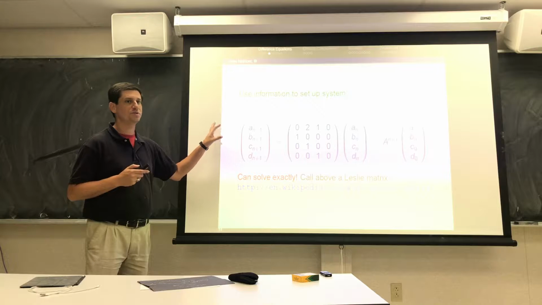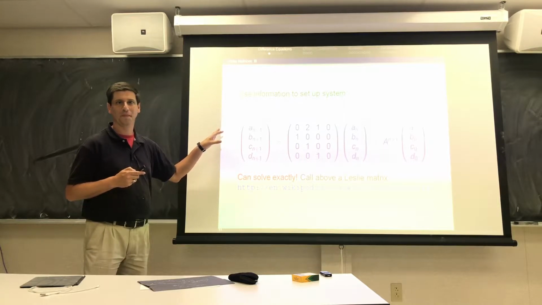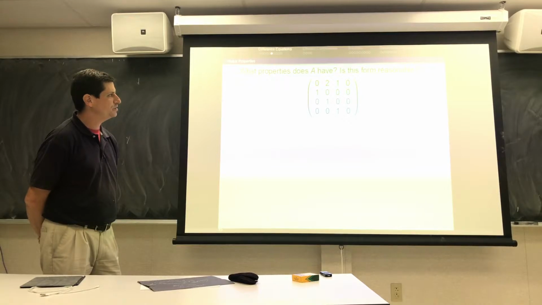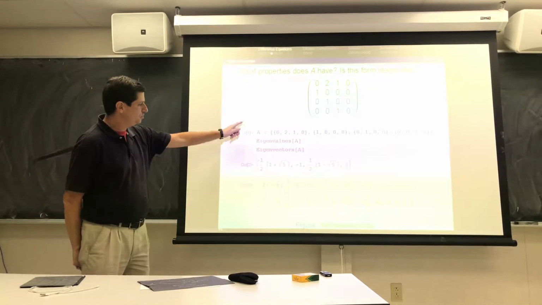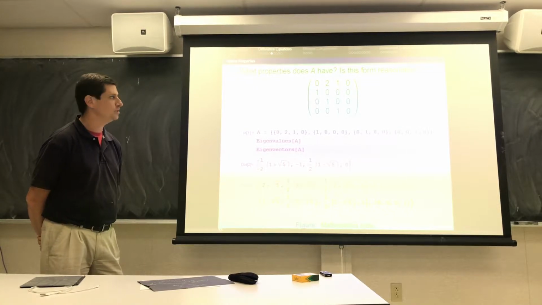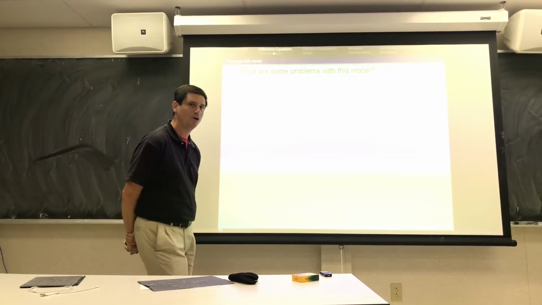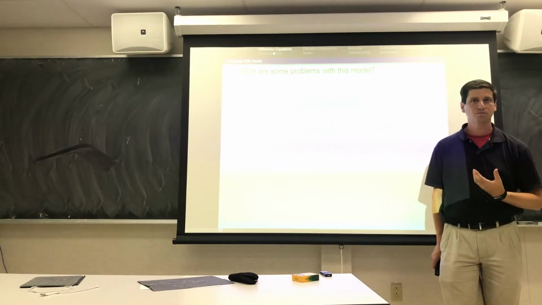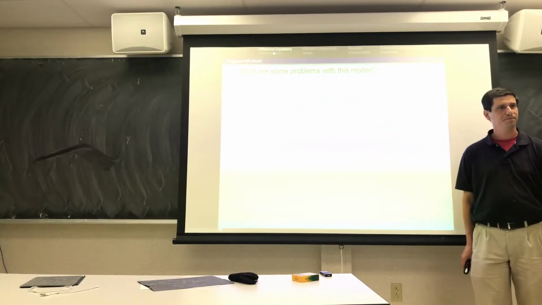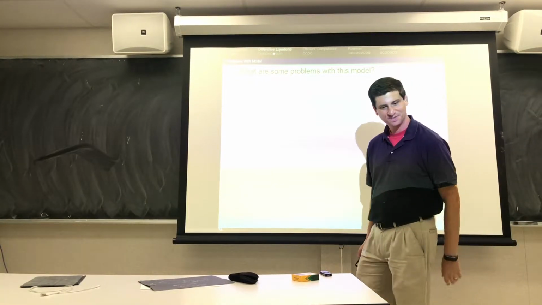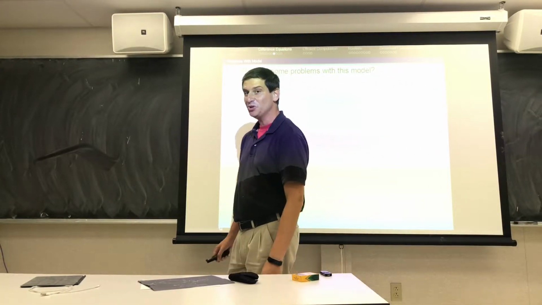Does everybody agree that this model is unreasonable? Okay. So what properties does A have? Is this form reasonable? If you just go through, here's the mathematical code. It will compute everything for you. It solves everything deterministically. But what are some of the problems with this model? So somebody give me an issue. Yes? The wheels don't all die before. Yeah, wheels don't all die at 4.